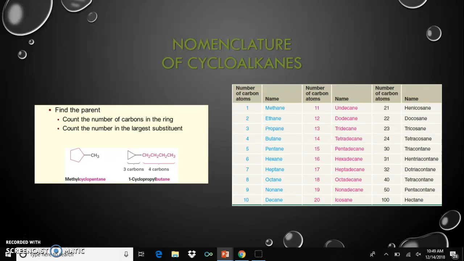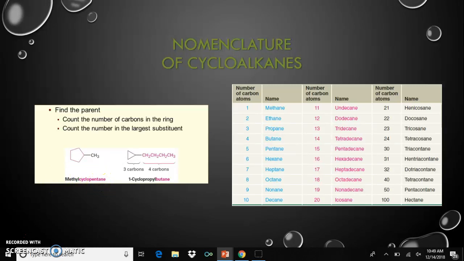Nomenclature of cycloalkanes. Cycloalkanes are named by adding the prefix cyclo to the name of the unbranched alkane with the same number of carbons as the ring. In the example on the left, there are 5 carbons in the ring, which correlates to the parent name pentane. So it reads cyclopentane.